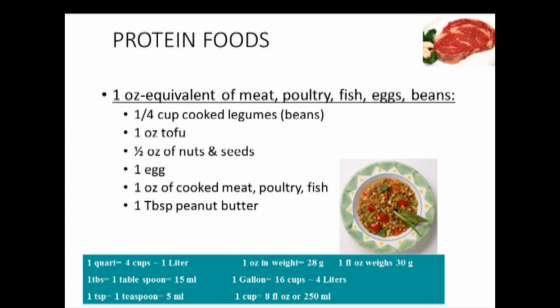1 ounce for tofu, half an ounce of nuts or seeds, 1 egg, and of course the easy one is 1 ounce of cooked meat, poultry, or fish is 1 ounce equivalent, and a tablespoon of peanut butter is 1 ounce equivalent. So if a patient said, for breakfast I put 2 tablespoons roughly of peanut butter on my bread, I had 1 egg, you can say that that was the equivalent of 3 ounce equivalent of protein.